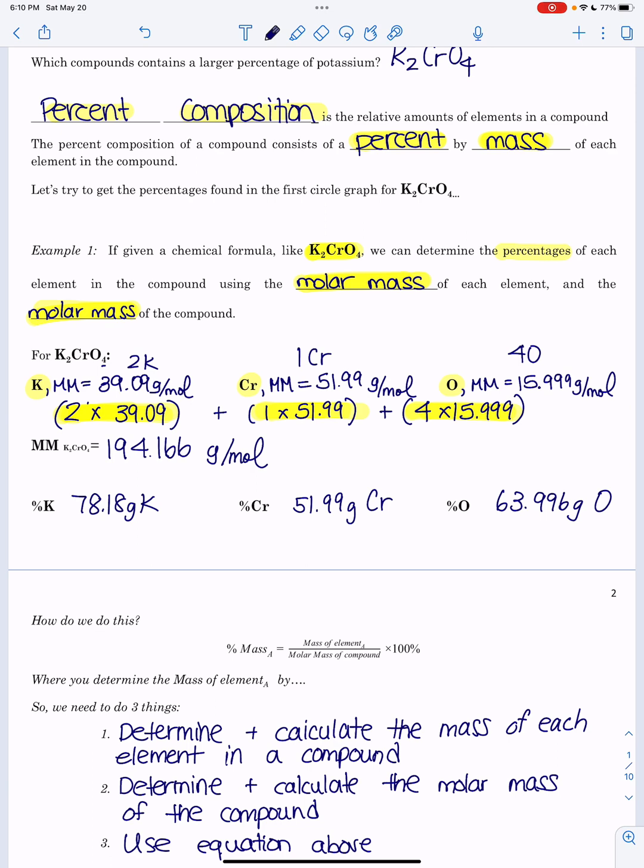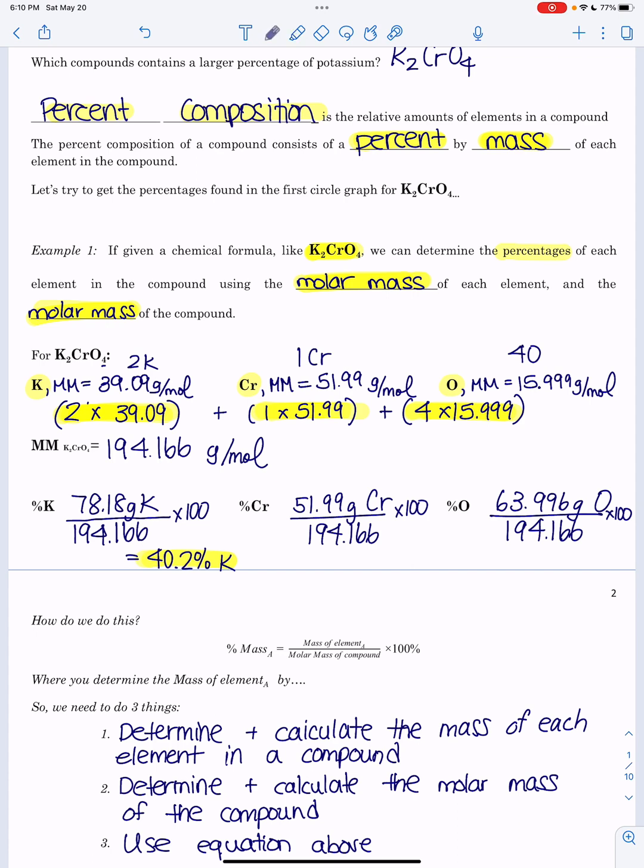How are we going to get percentage? You might see on the next page here, I'm going to take the mass of the element that I have right here, divided by the molar mass of the compound, which is 194.166, and multiply by 100. If I do 78.18 divided by 194.166, times 100, we get 40.2% K.